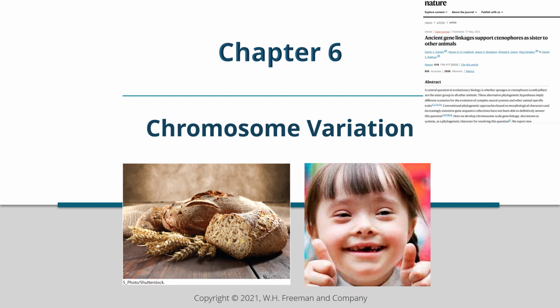So as we go through chapter 6, we're going to talk about the evolutionary significance, and we're going to talk about some examples of problems or disorders, diseases that might come up from changes in our chromosome structure.